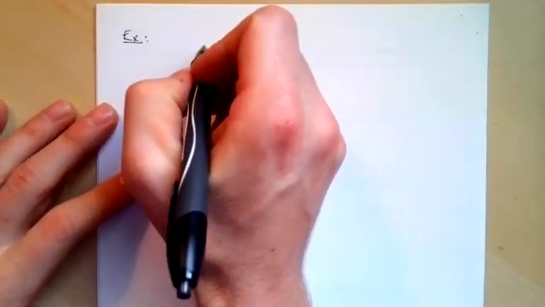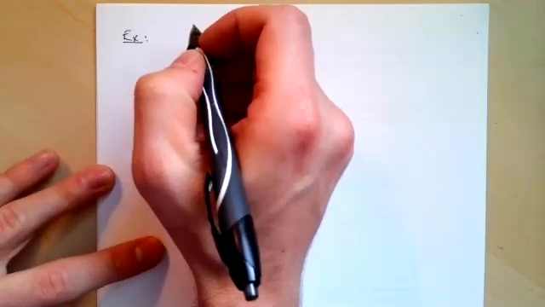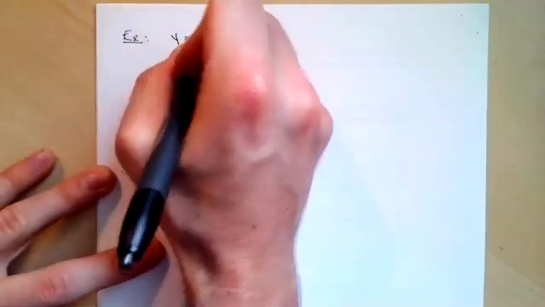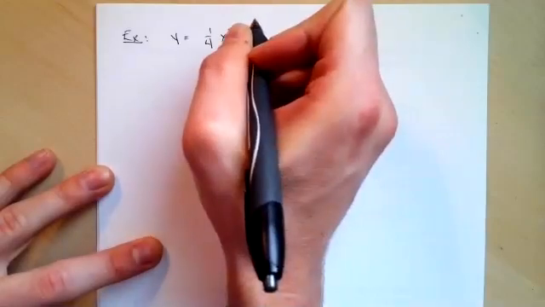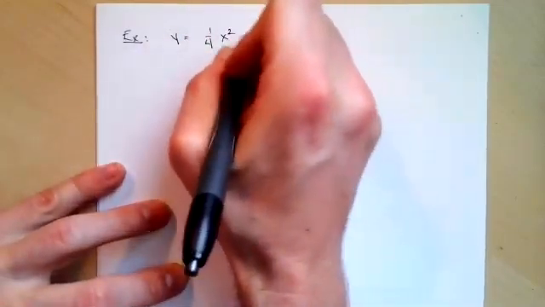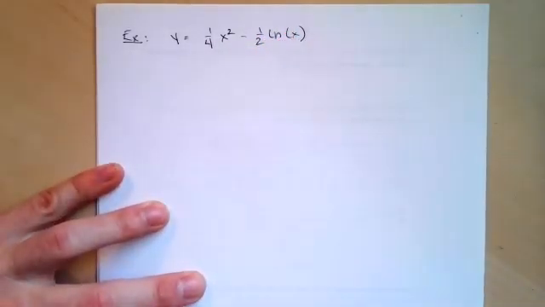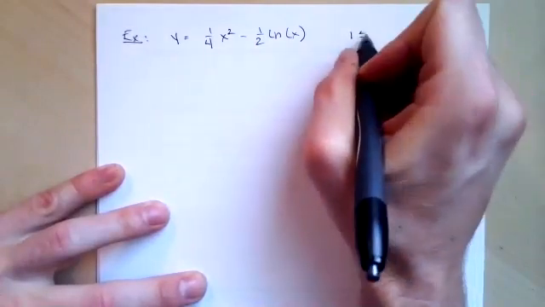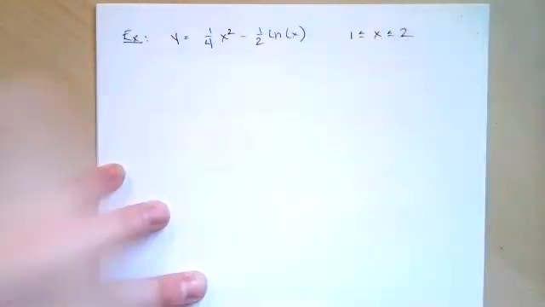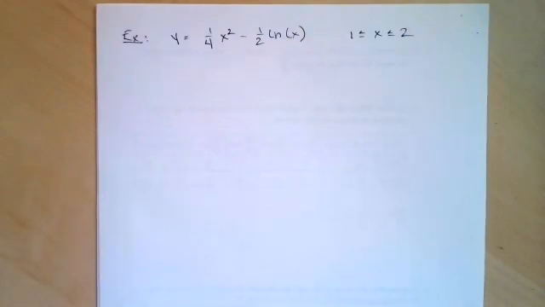So in our example, we've got y equals 1/4 x squared minus 1/2 natural log of x, where x goes from 1 to 2. And then we want to rotate that about the y-axis.